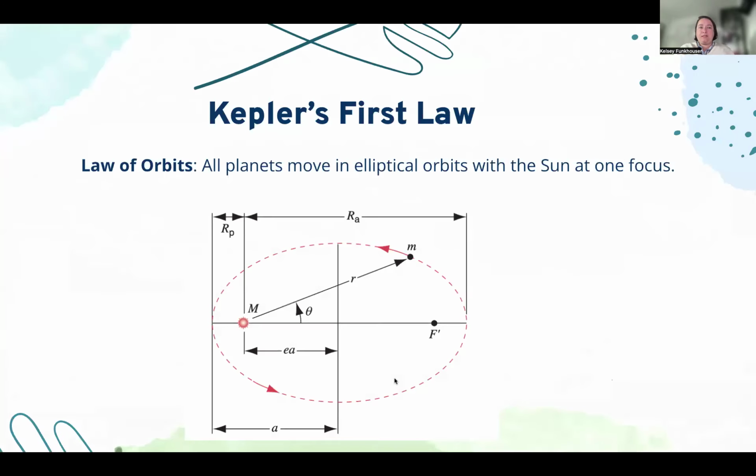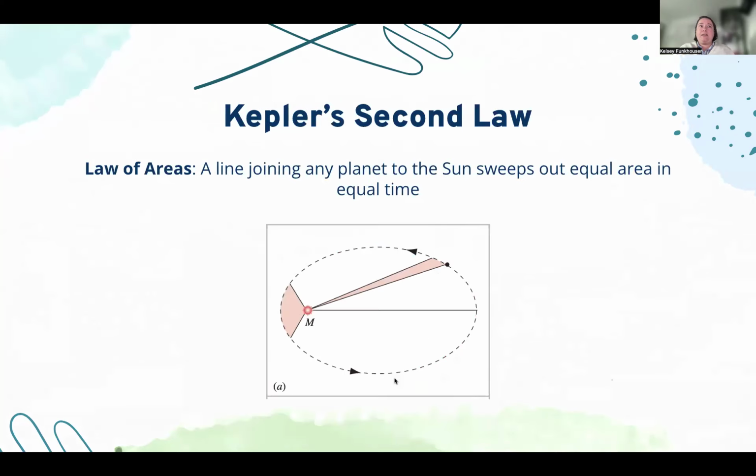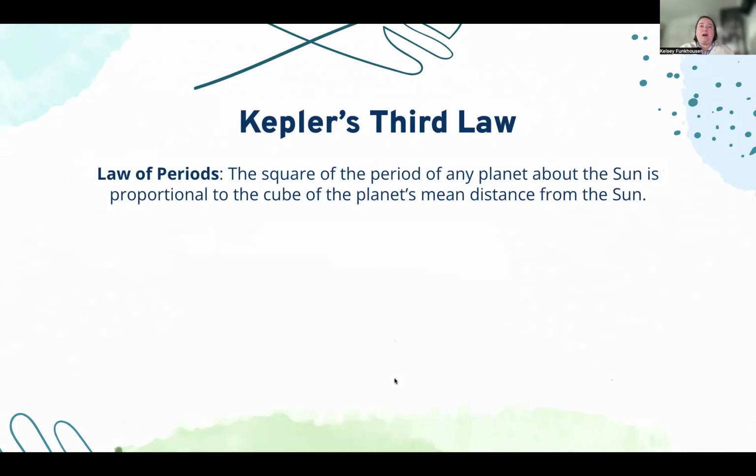Then just a quick review since this was very recent. Kepler's first law is the law of orbits, where all planets move in elliptical orbits with the sun at one focus. Kepler's second law is the law of areas, where a line joining any planet to the sun sweeps out equal area in equal time. And Kepler's third law, the law of periods, says the square of the period of any planet about the sun is proportional to the cube of the planet's mean distance from the sun, or the period squared is proportional to the distance cubed.